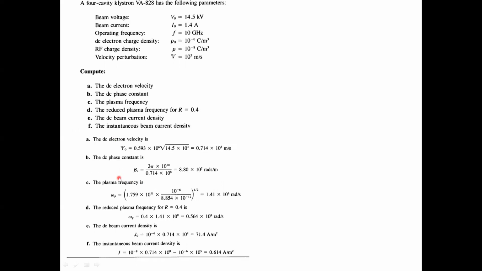Third question, plasma frequency. Direct substitution like the previous one. We got 1.41 times 10 power 7 radians per second. Then the reduced plasma frequency with the reduction factor. The factor they mentioned is 0.5, so multiply 0.5 with this value.